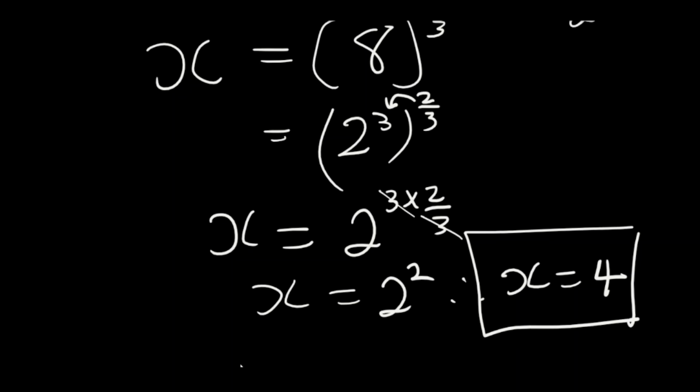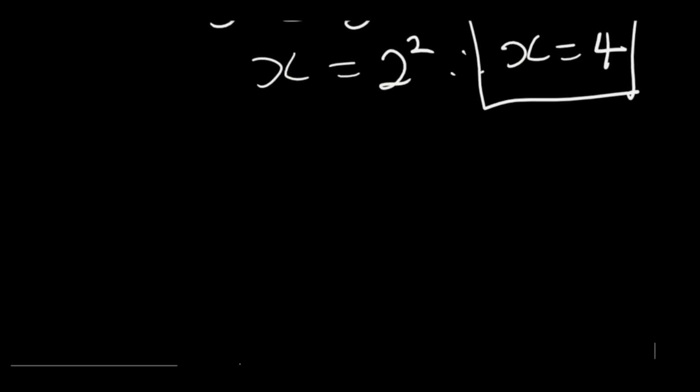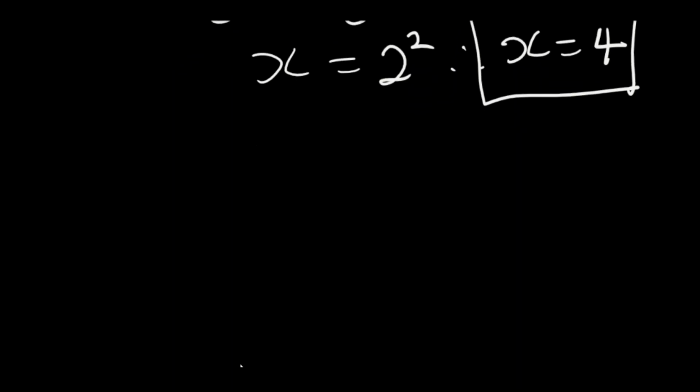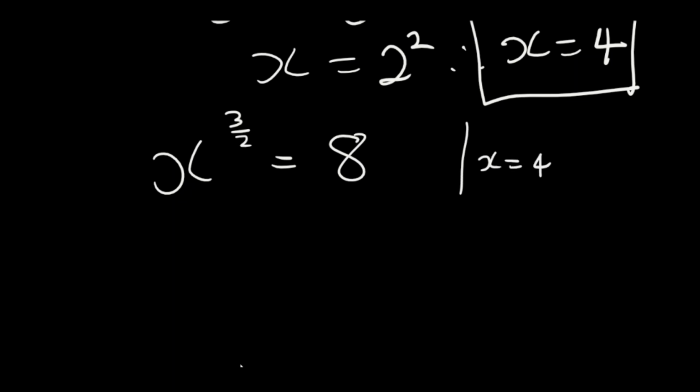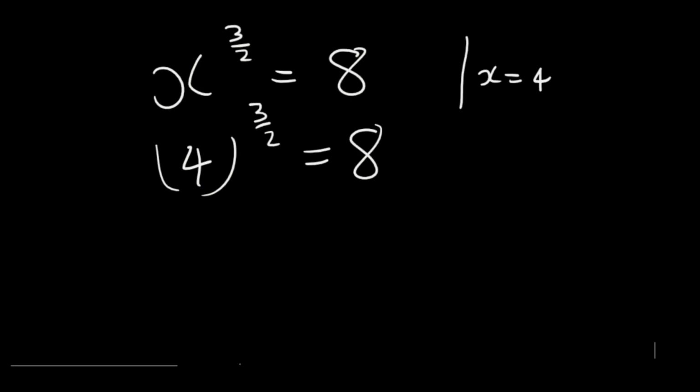You can always do your checks on whether or not this is the answer. So you go back to your original equation of x to the power of 3 over 2 is equal to 8, and you said your solution is x equals 4. So you substitute where there's x, you put 4. So it's going to be 4 to the power of 3 over 2 equals 8. The aim here is to get 8 on the left hand side.